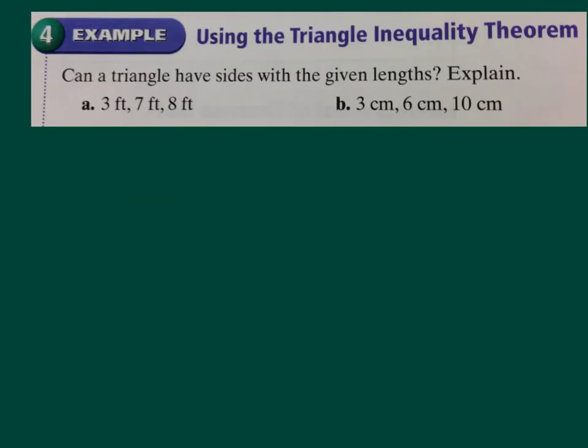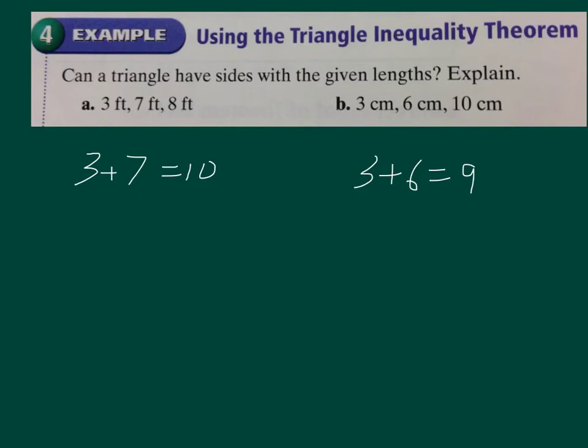So in example 4, we are asked, if I gave you sides of length 3, 7, and 8, could you make a triangle? So you take the 2 smaller sides, the 3 plus 7, and since that equals 10, which is greater than 8, yes, you could make a triangle. The next one, how about a 3, 6, and a 10? 3 plus 6 is 9, which is less than 10. So the 3 and the 6 would not reach each other. You could not make a triangle.